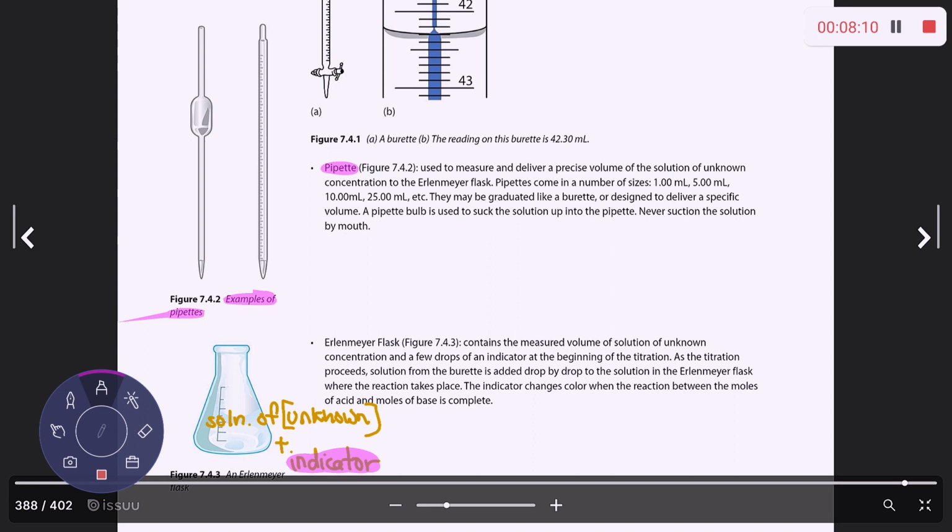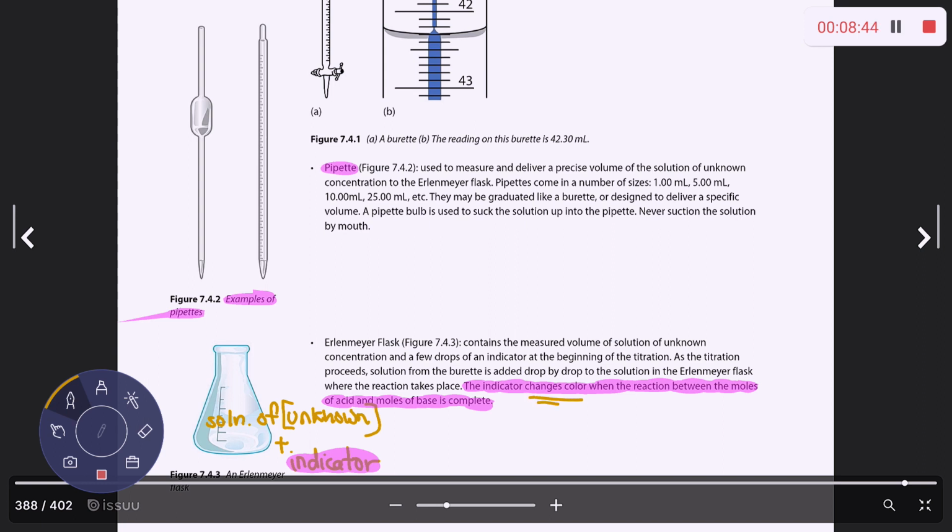The indicator that we pick is based upon when we expect the moles of acid to equal the moles of base inside of that flask. And some of the indicators, they don't change color at exactly the same place, but it's around the same place, so that's why we use it. Okay, so here it says that the indicator changes color when the reaction between the moles of acid and the moles of base is complete.